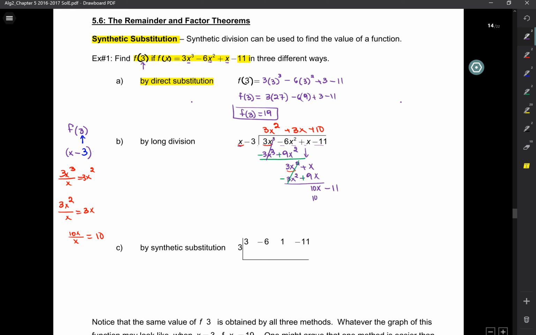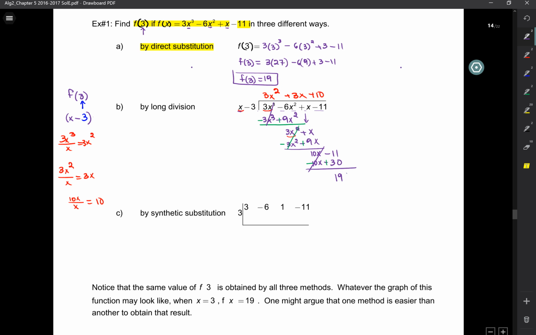So I get 10x minus 30. I know you don't see what we're doing, but you will in just a second. I'm going to subtract. And look at that. This goes away. And I have a remainder of 30 minus 11, which is 19. And oh my goodness, that's exactly what f of 3 is. So here's another way to find f of 3. It's the remainder when we do long division.